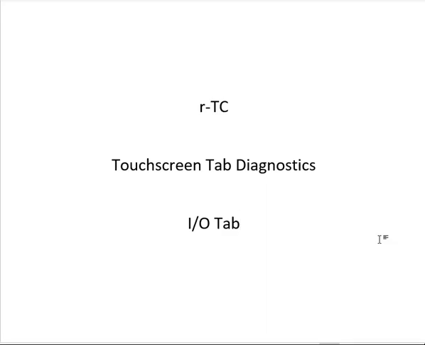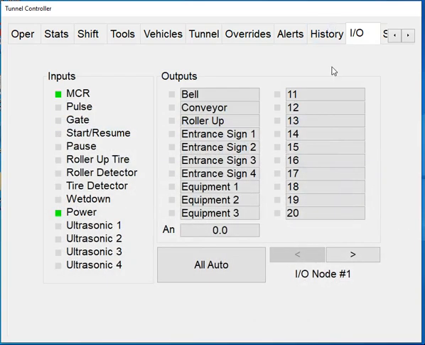I'd like to talk a little bit about the I/O tab on the touchscreen computer. The I/O tab is an important tab for diagnostics and also for when you're setting up your RTC. It basically tells us the state of all the inputs and outputs that the RTC is either reading, in terms of the inputs, or setting, in terms of the outputs.